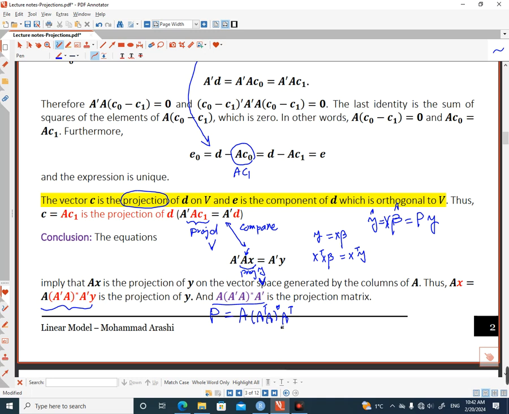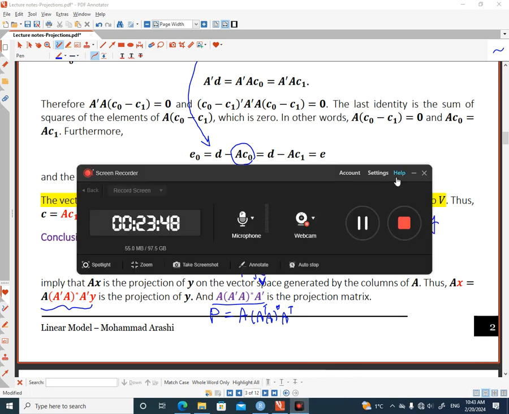Now, in what follows, I want to discuss projection matrices. How can we construct projection matrices easily? How can we compute them? We're going to consider some examples to discuss more about that.